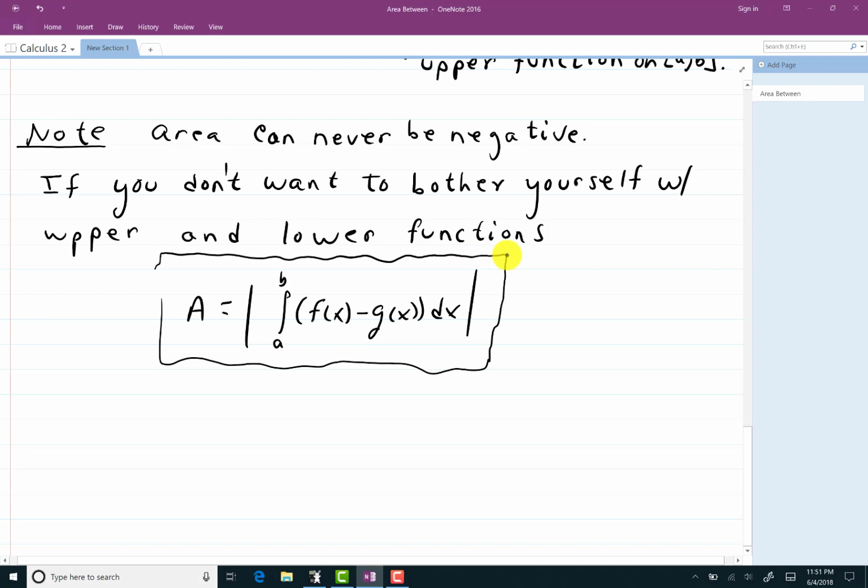Notice that the functions are continuous, so there are no breaks. They are containing a region. That's the part where they have to be equal at the endpoints. So they have to have something in between them.